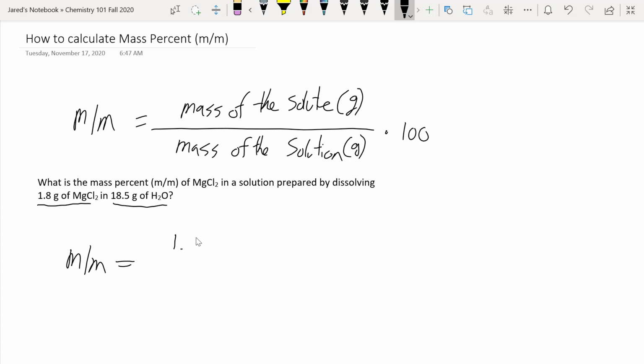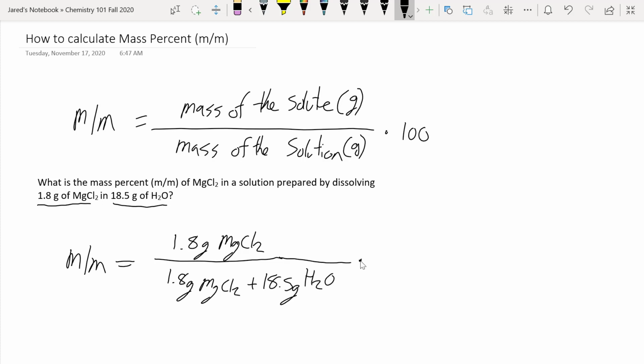So we're going to have 1.8 grams of MgCl2 divided by the mass of our solution, which is going to be the mass of our solute and the mass of our solvent added together. And so we're going to have 1.8 grams of MgCl2 plus 18.5 grams of H2O, and then we're going to multiply this by 100.